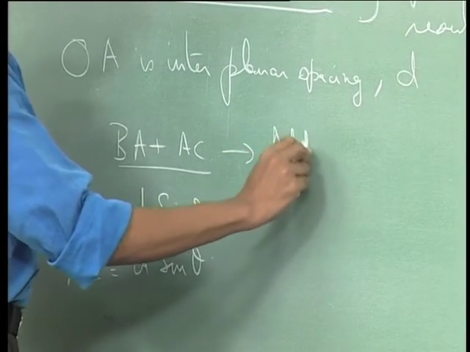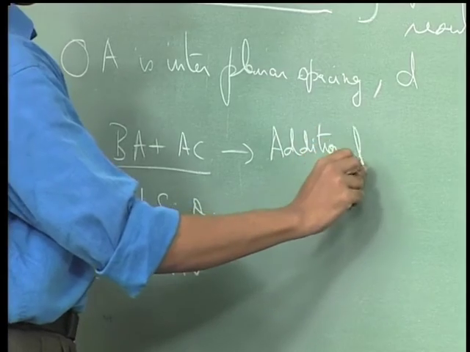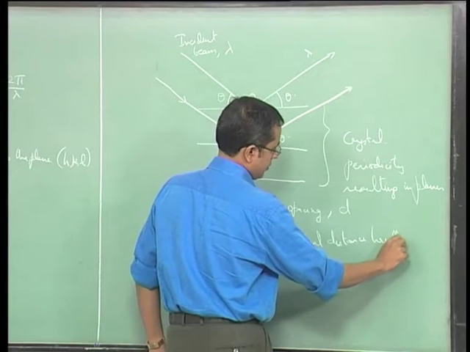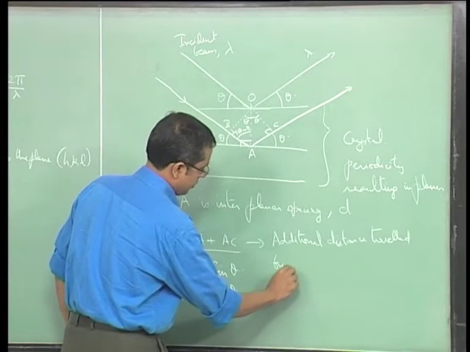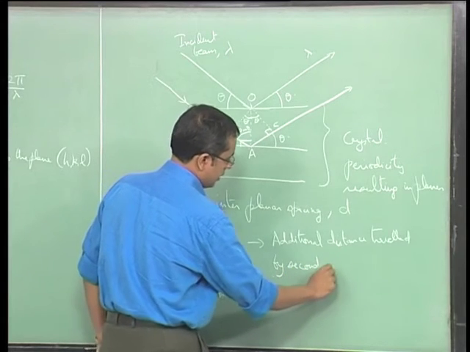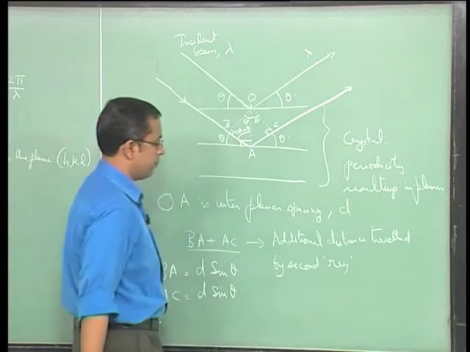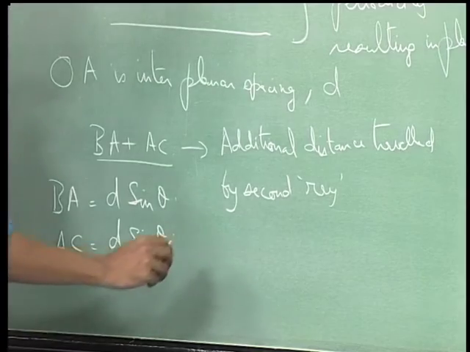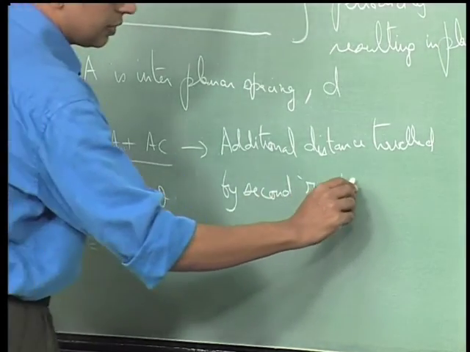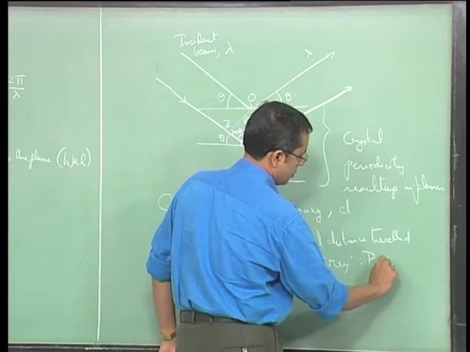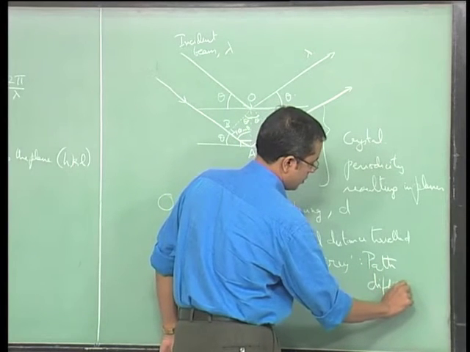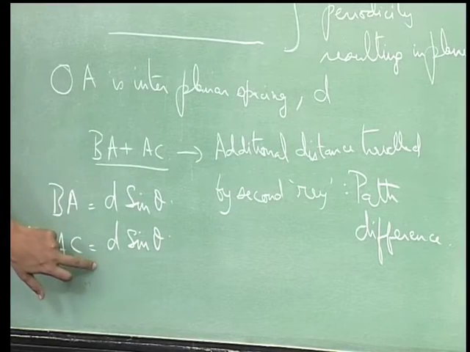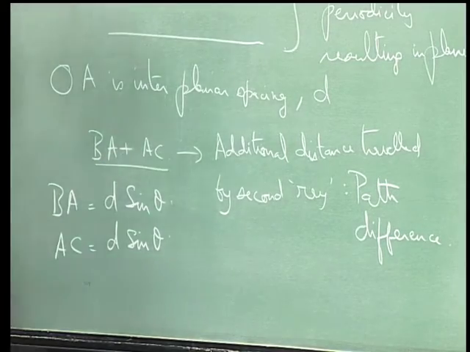the additional distance for the second ray, if you want to call it that, second ray of that beam of rays. So the total additional distance, or path difference, this is also called path difference. Path difference is BA plus AC, each is D sin theta. So therefore the total path difference is simply 2D sin theta. So we can write that there.